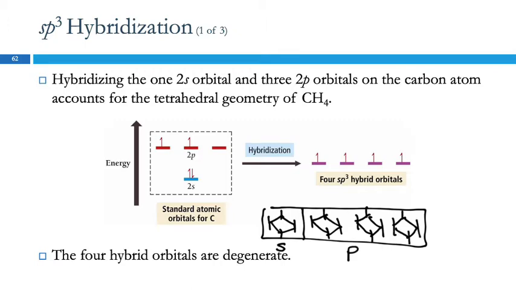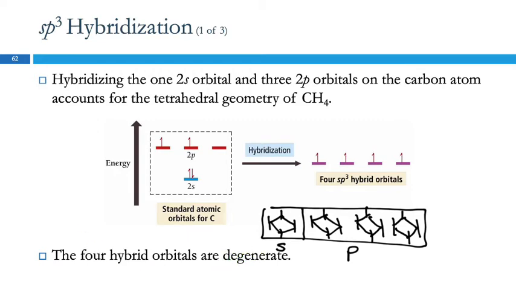So the S room and the P room. There's one line in the S room because you can put a pair of electrons there. That's like the bed. And here is the P room with 3 orbitals. Each orbital can hold up to 2 electrons. Everybody okay with that? So hybridizing orbitals is like remodeling the rooms in the hotel.